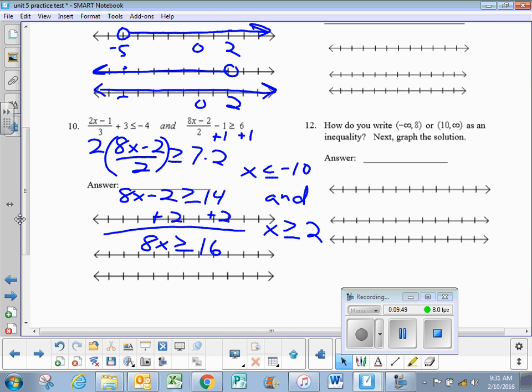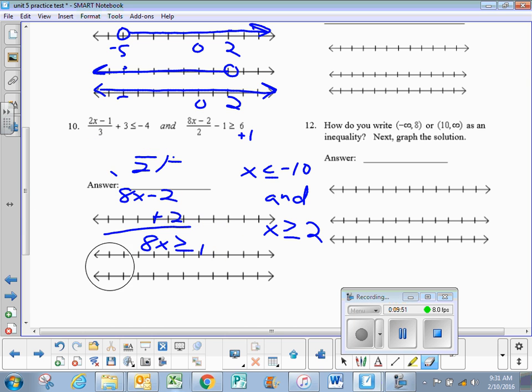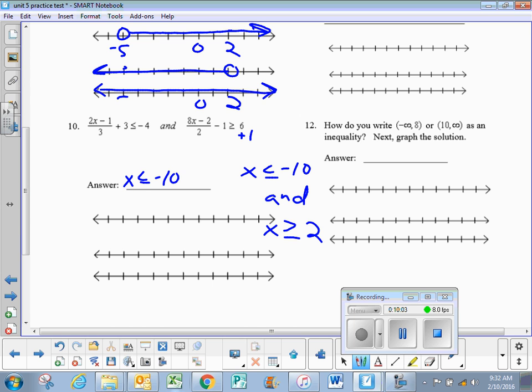Okay, so now we're going to take a look at what those look like as far as our graphs. So x is... this is a little funky. We can't write x in the middle here. Well, we can, but it would look weird. x is less than or equal to negative 10, and x is greater than or equal to 2. Well, let's look at those graphs.